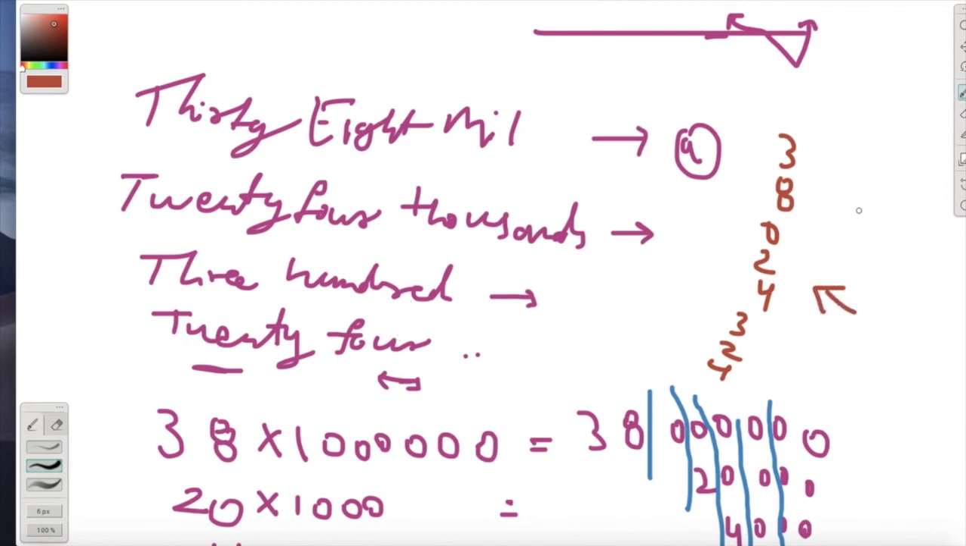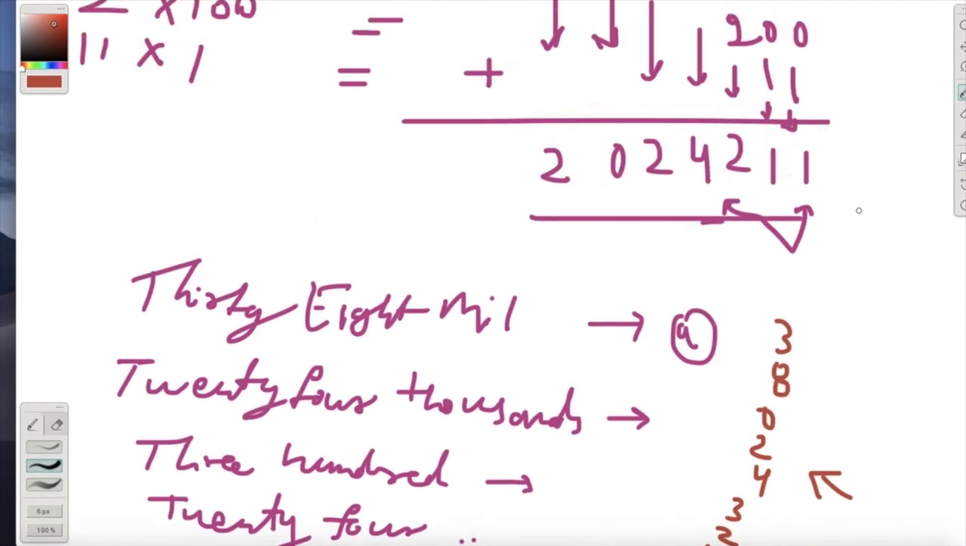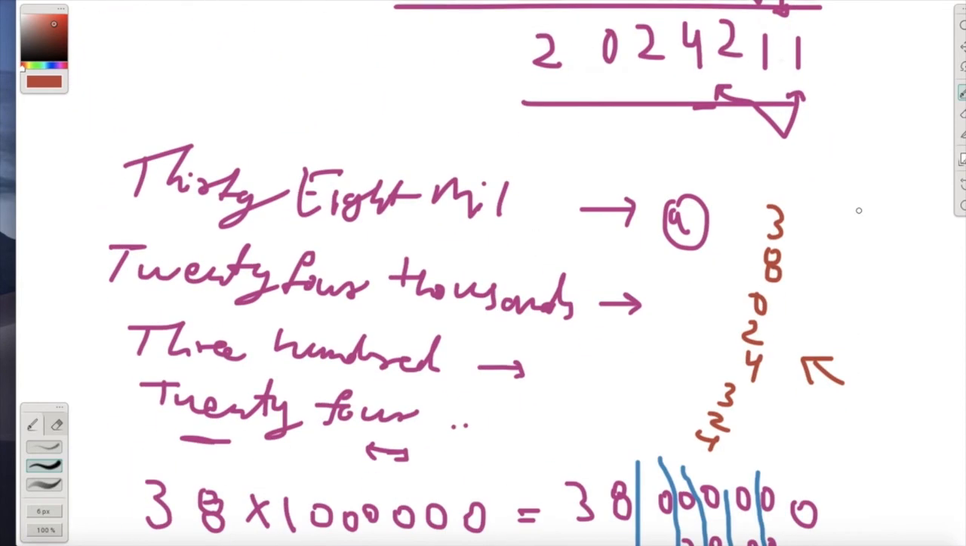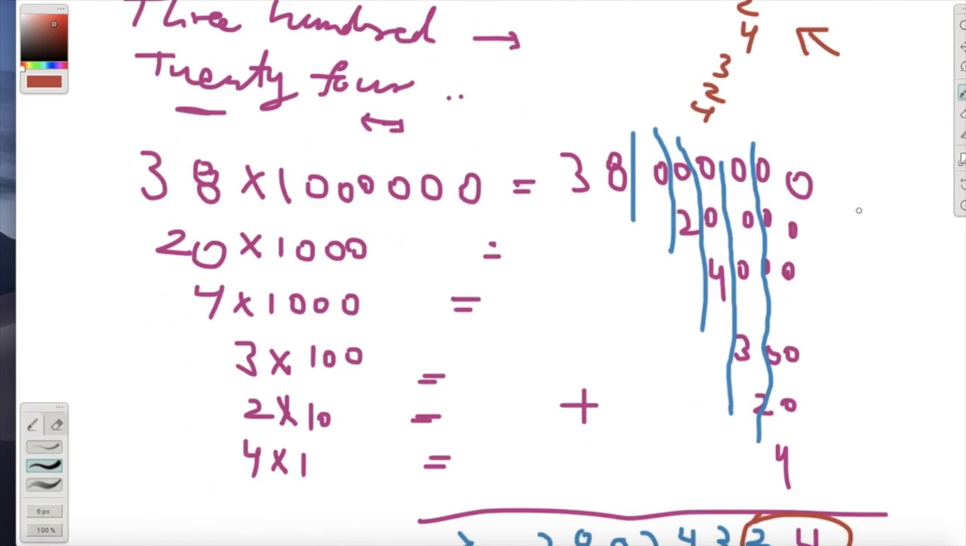I hope you liked the video, and I'm sure by now you have understood how you have to figure out the standard form. The more you break it down, the easier and quicker it gets. So I would suggest you break it down to all the positions, which are ones, tens, hundreds, thousands, 10,000s, 100,000s, millions, 10,000,000s, whatever it is.